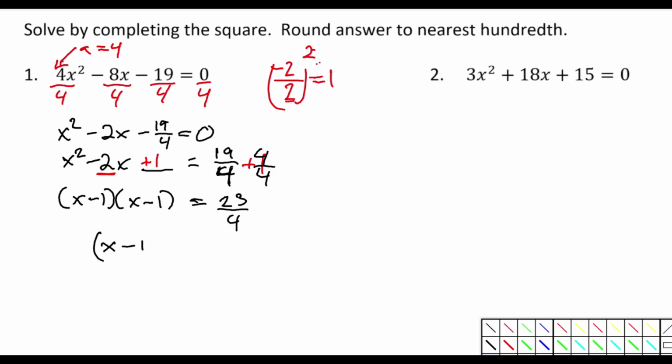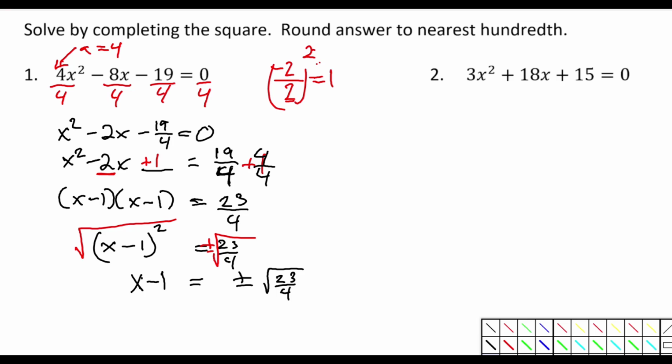So this is x minus 1 squared is equal to 23 over 4. And then how do we solve this problem? Just like yesterday, take the square root of both sides. We have two answers, a plus and a minus. So I'm left with x minus 1 is equal to plus or minus the square root of 23 over 4. We could simplify that if we wanted to, but I'm not going to do that because I can just leave my answer as 1 plus or minus the square root of 23 over 4.